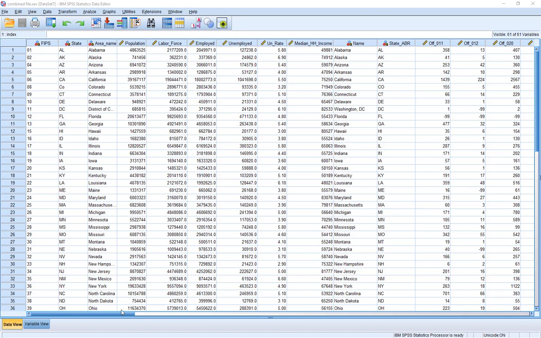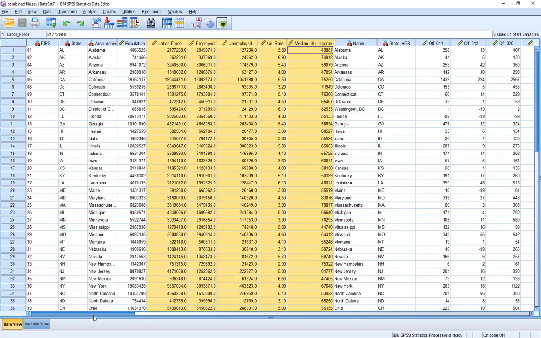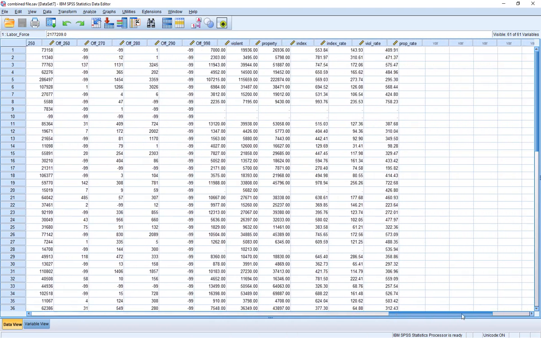Now, the data you can see in front of you is a data set that we have of state-level crime data. You also will note that this includes some population demographic data as well. I've even gone a step further, and I'm going to scroll all the way to the right here, and I'm going to show you.